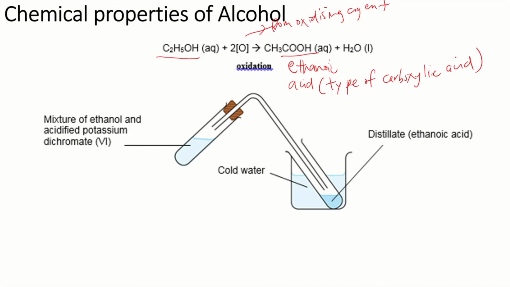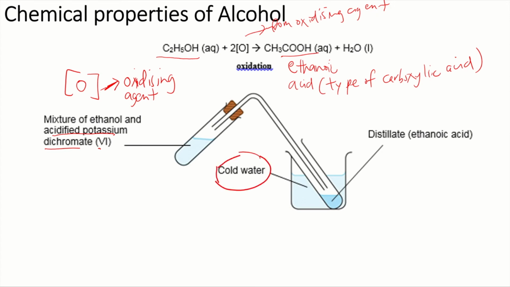If you take a look at this equation, you realize something new: my oxygen is in a square bracket. Why is it in a square bracket? It means that it's from an oxidizing agent. So it's a very simple experiment. I have my ethanol, I have my potassium dichromate, which is an oxidizing agent, and then they will react. During this reaction, they will produce my ethanoic acid.